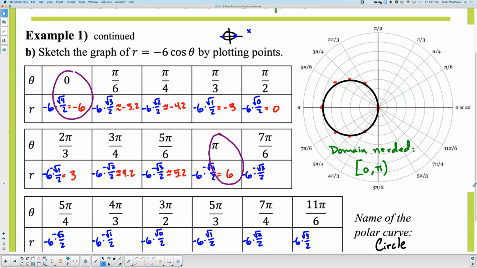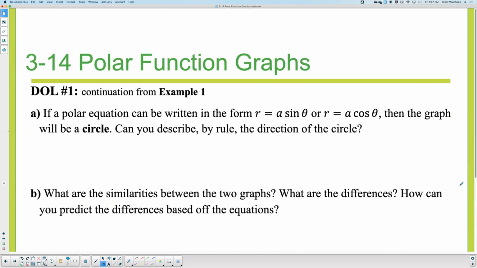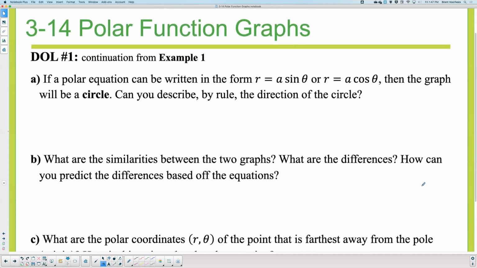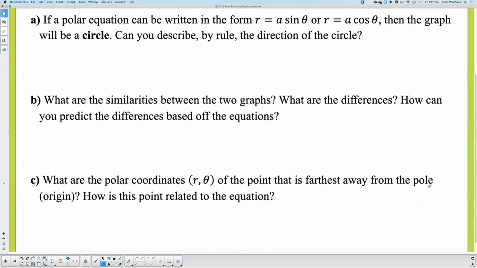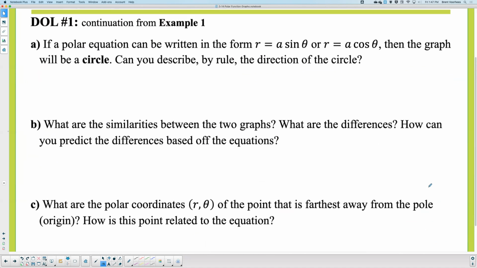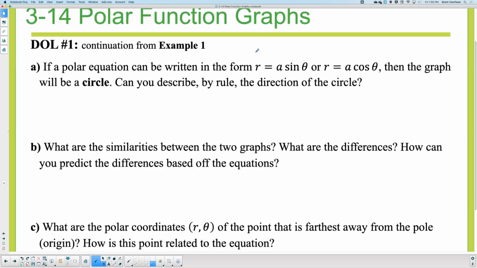So here, this is not the traditional way, but I'm going to show you in a second after these DOLs, the best way, I believe the best way to graph a polar equation. So first, before we get there, got some DOLs. These are over the 2 problems we just did, okay? I want you to try to answer these questions. So now let's go on to example 2.